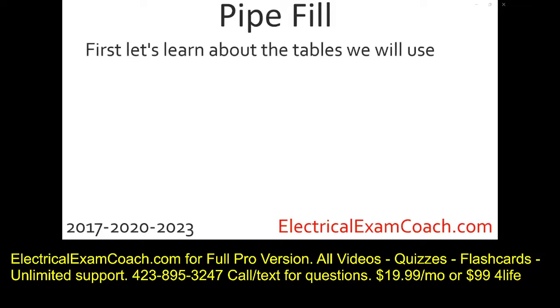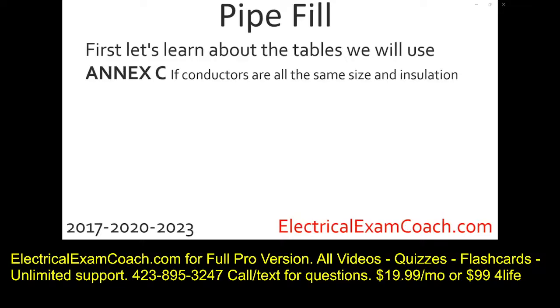Let's go ahead and learn about the table that we'll use if they are all of the same size. We're going to use Annex C. And if you've tabbed your code book, you have an Annex C tab. And if you haven't tabbed it, you can just follow along. If the conductors are all of the same size and insulation type, we get to use like a cheat sheet in Annex C. It's one of my favorite tables in the code book.